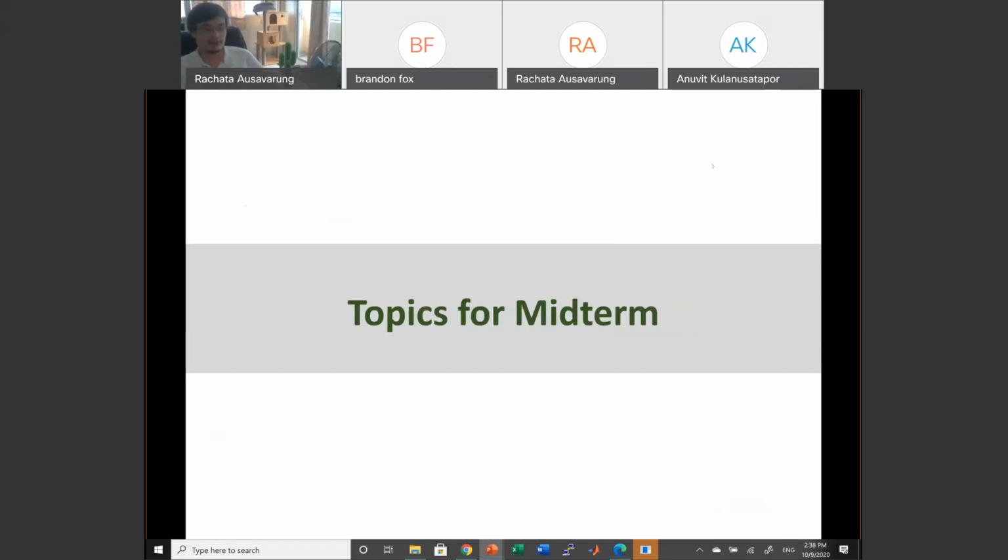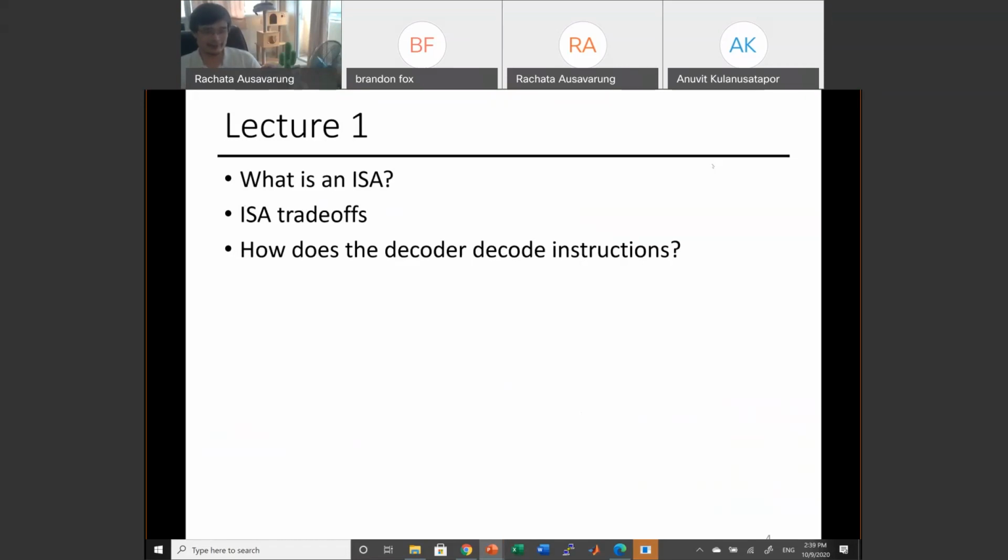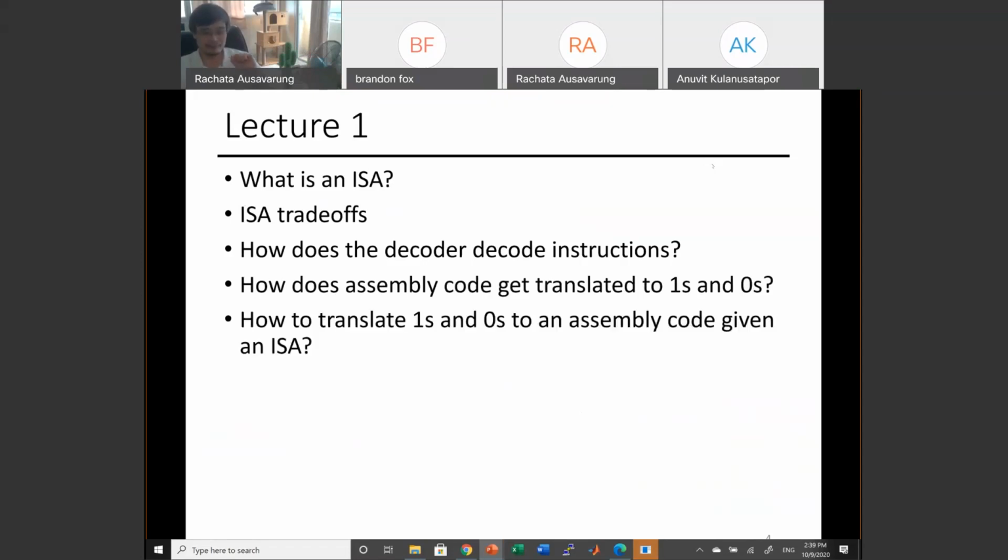All right, so these are the topics that would go into the midterm. Here is basically a refresher for all of you. It is a lot of topics we covered so far. Lecture 1, we talk about what is the ISA? What are the trade-offs? How does a decoder work? So this is basically assignment 1, right? How do you write a decoder? How does the assembly code get translated into 1 and 0? How do you translate 1 and 0 back to the assembly code given the ISA specification? Von Neumann versus data flow model.